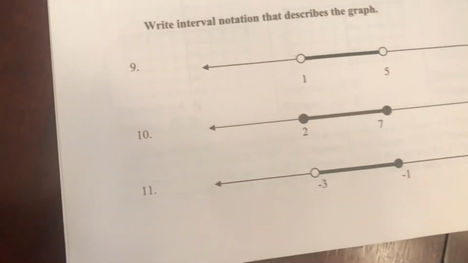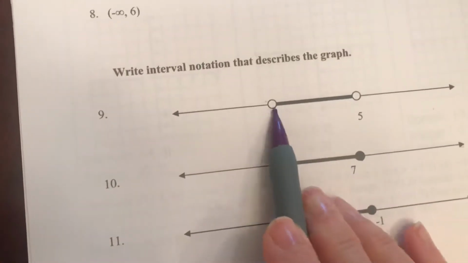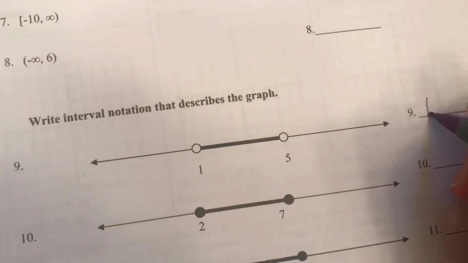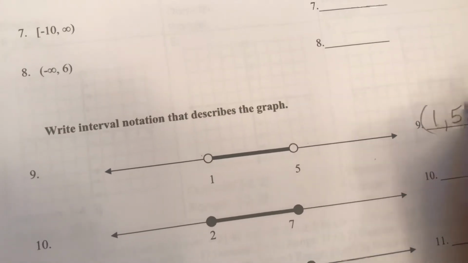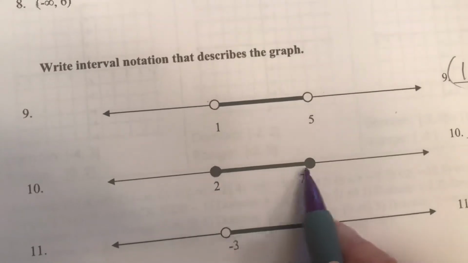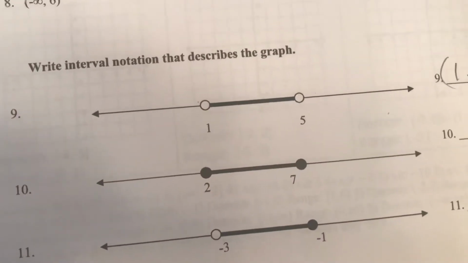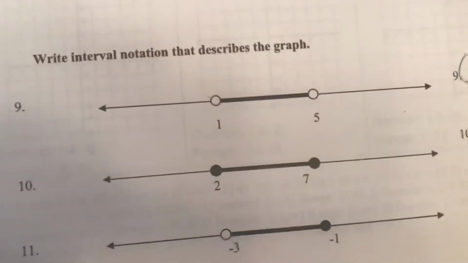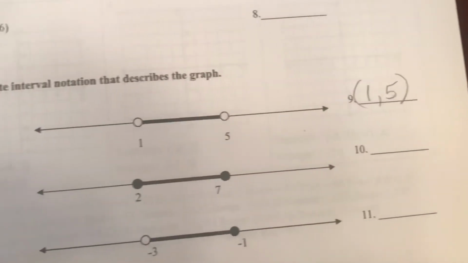On ones like this bottom section, 9 through 10, if you're going from 1 to 5, notice that both of those circles are open, so you put parentheses on both. If it's a closed circle, you do a bracket. If you have one of each, you do a parenthesis and a bracket. So that's all of that.